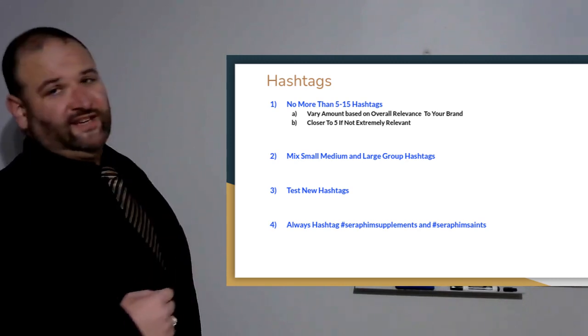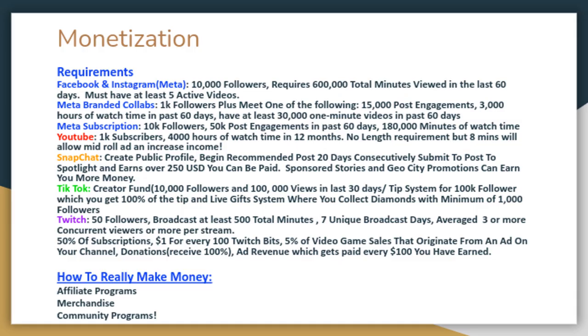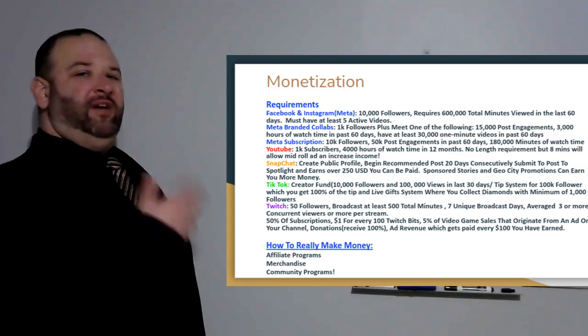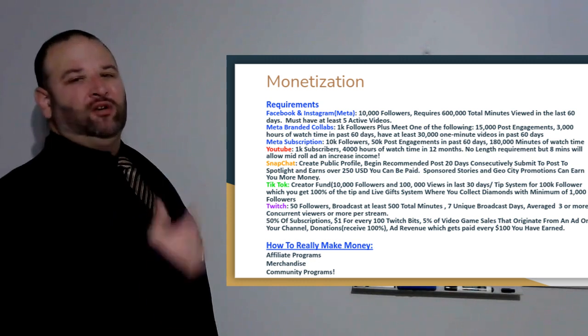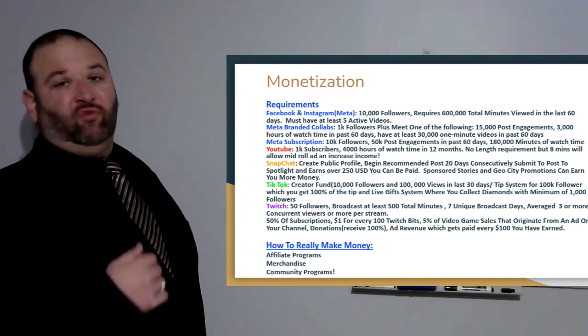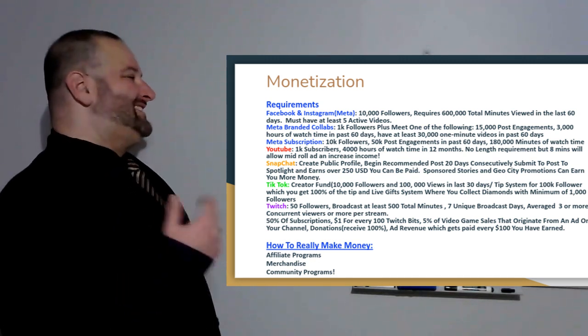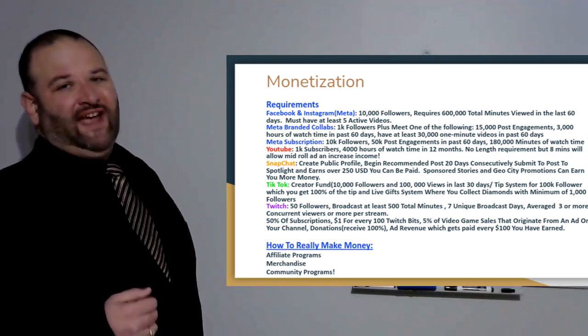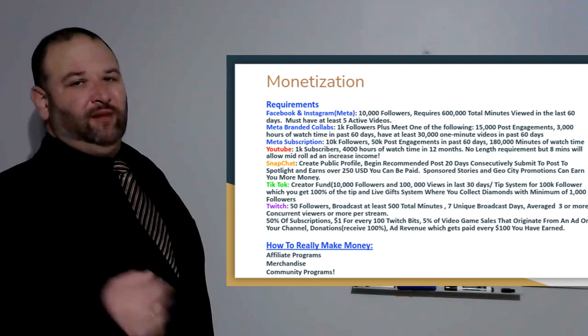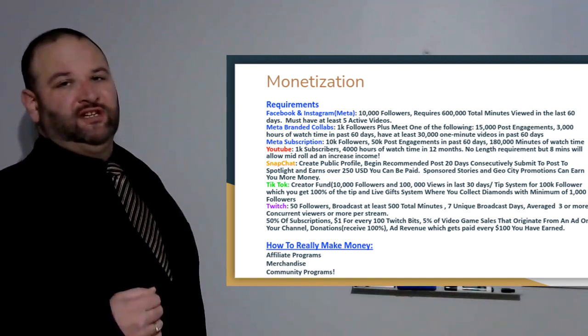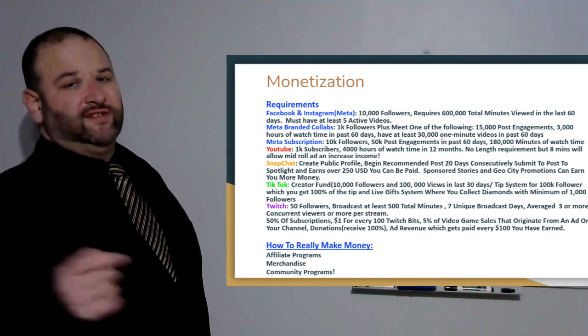Now, when it comes to monetization, you really need to know all the requirements in order to make money. When it comes to the Meta platform, you need to have at least 10,000 followers, 600,000 minutes of watch time in the last 60 days, and 5 active videos. Now, when we're talking about Meta, we're talking about Facebook and Instagram.